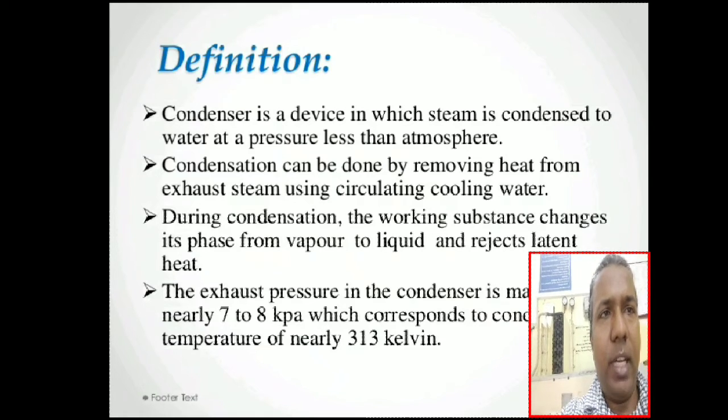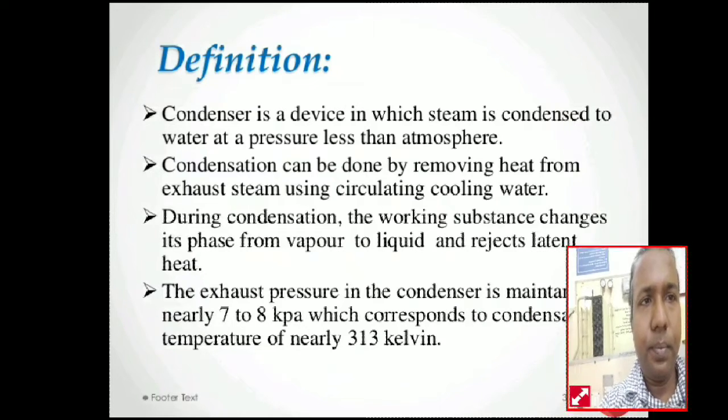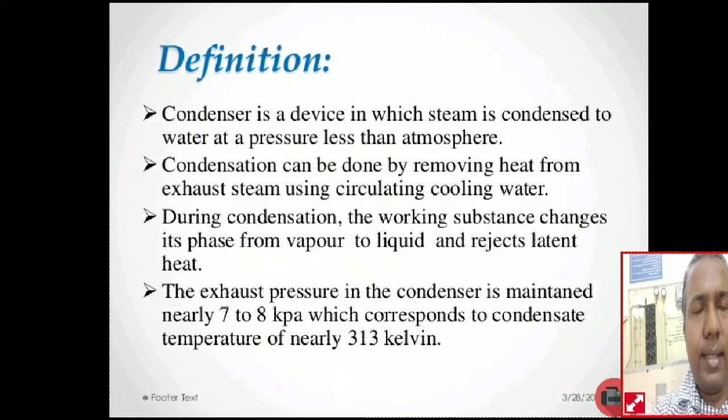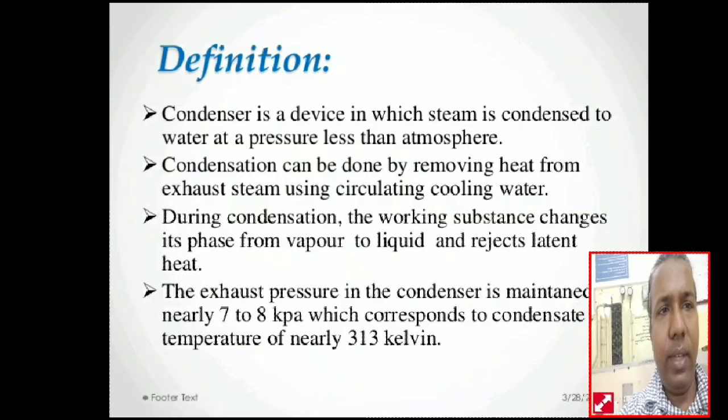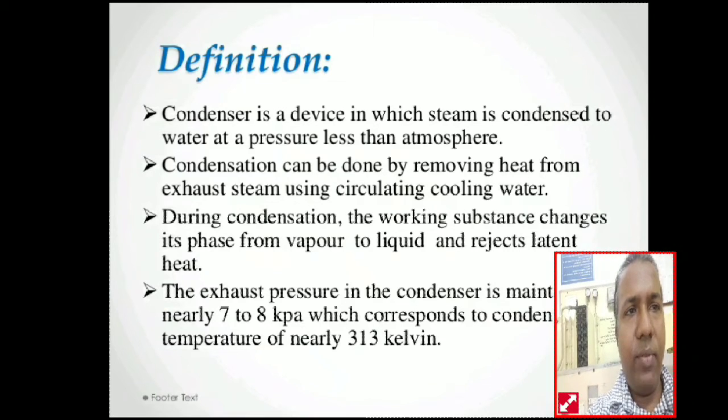Condensation can be done by removing heat from the exhaust steam using circulating cooling water. During condensation, the working substance changes latent heat, and the exhaust pressure in the condenser is maintained at nearly 7 to 8 kilopascal, which corresponds to a condensate temperature of nearly 313 Kelvin. These are some figures that can vary depending on the nature of the boiler or the nature of the condenser that you are using.